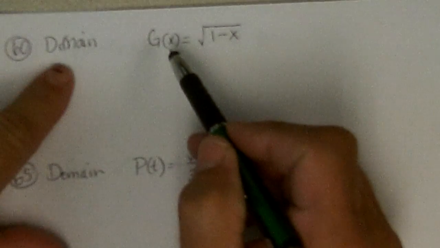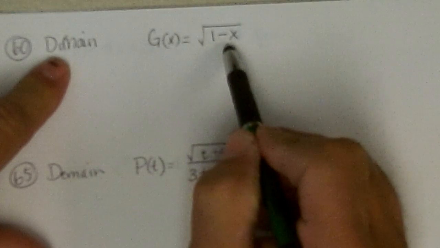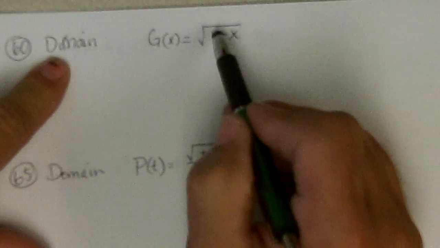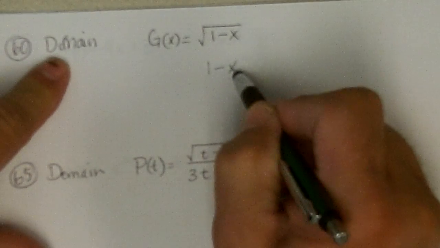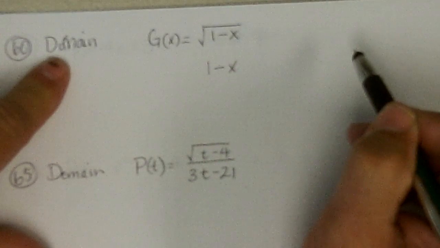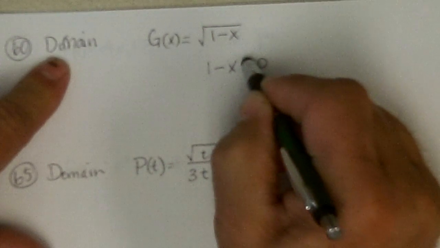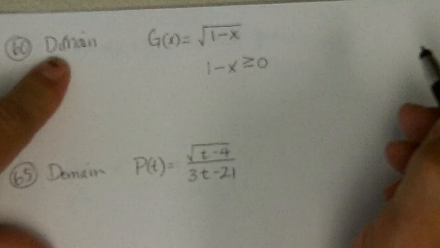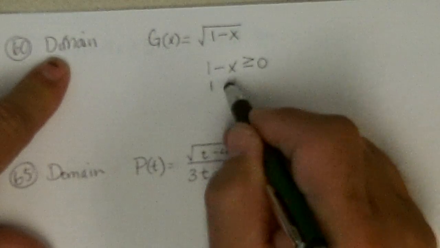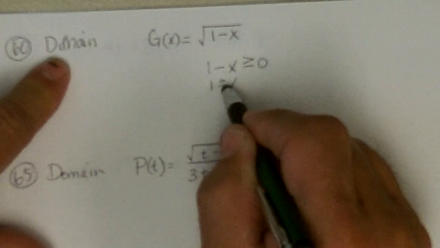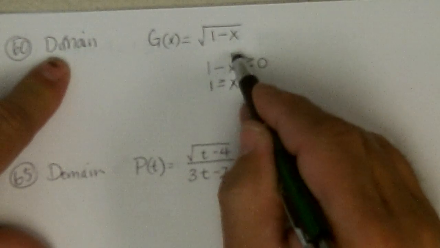Domain: you can't have negative numbers under a square root. Under the square root we have 1 minus x, so that can't be negative, which means it has to be 0 or greater. So if you add x to both sides, you get 1 is greater than or equal to x.